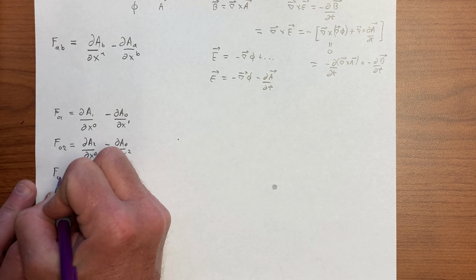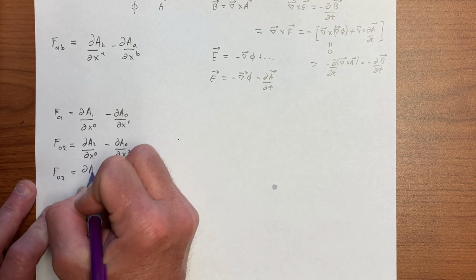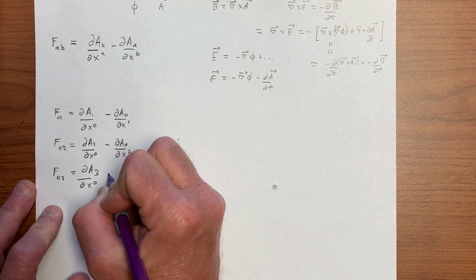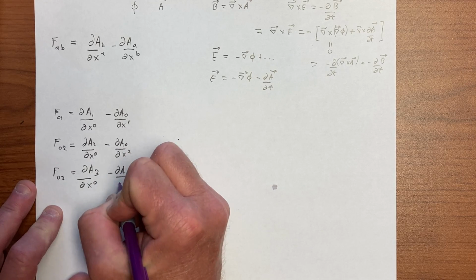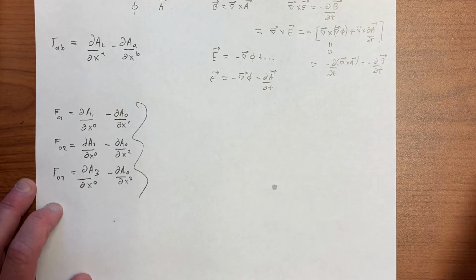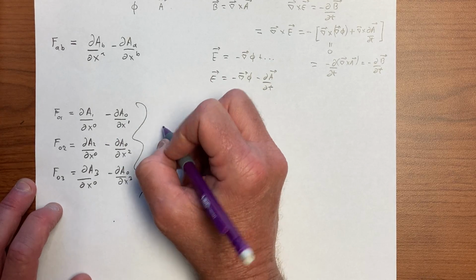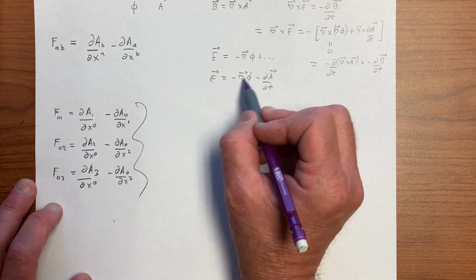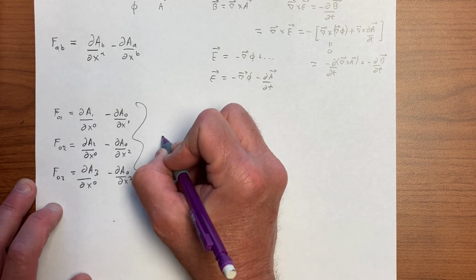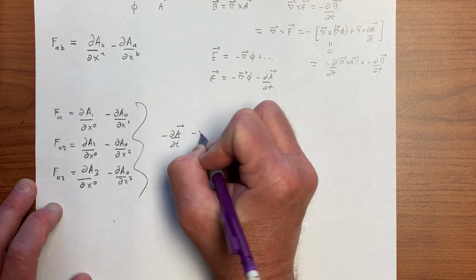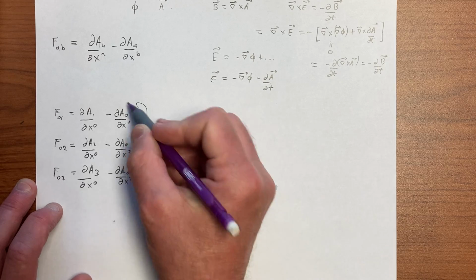And F_03 is dA_3 with respect to x^0, or time, minus dA_0 with respect to x^3. And we can see that these are electric field components. It's not surprising that it's going to be this, but we can see that we're getting minus dA by dt minus the gradient of phi here.